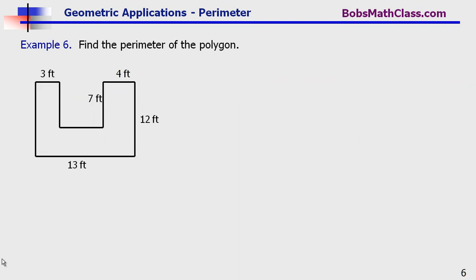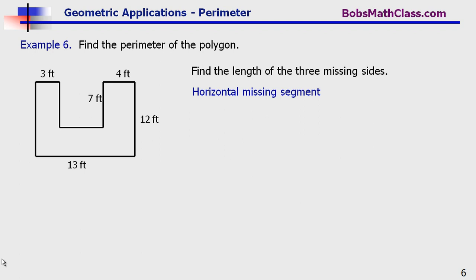Okay, last example. Strange shape. Let's find the length of the 3 missing sides before we find the perimeter. Well, we have a horizontal missing segment. That's that horizontal piece right in the middle. Now the total has to add up to be 13, and our other line segments are 3 and 4 above. Those are other horizontal segments. So that adds up to be 7. So what does a small middle piece have to be? That's right, 6. Taking away 7 from 13 gives us 6.